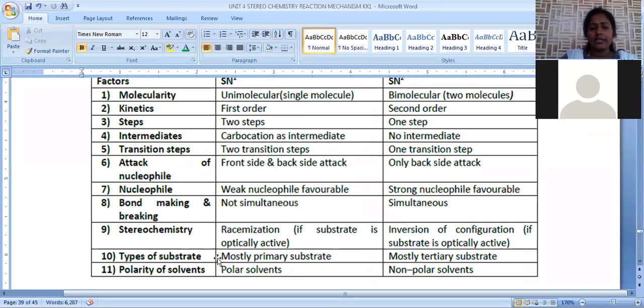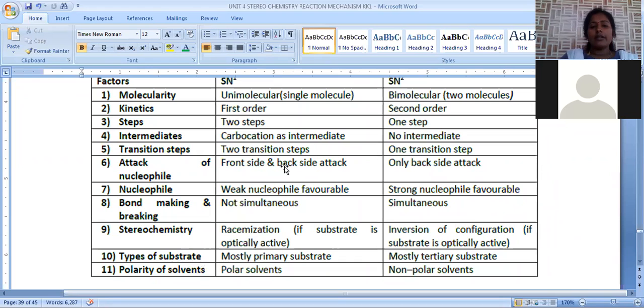Types of substrate. Mostly, here tertiary alkyl halide is required for SN1. Here primary alkyl halide is required for SN2 reaction. SN1 reaction is favored by tertiary alkyl halide. SN2 reaction is favored by primary alkyl halide.